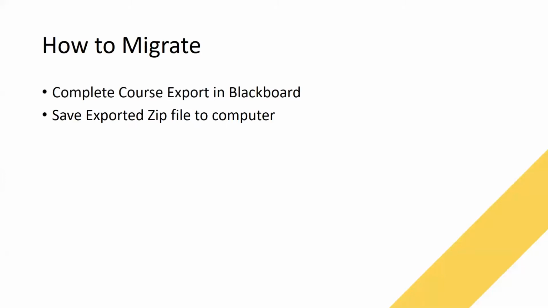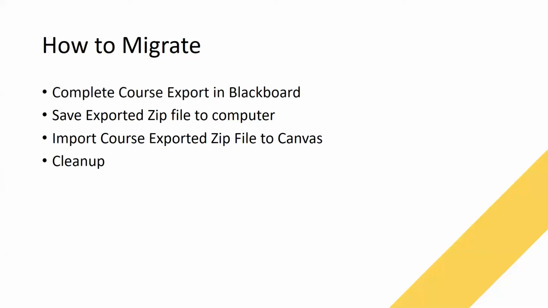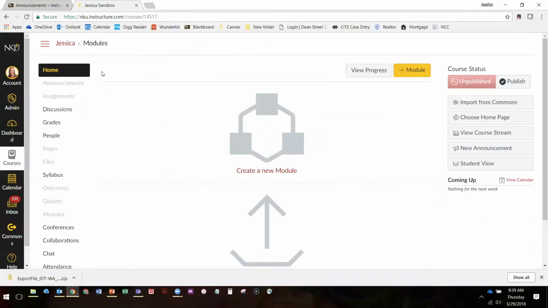Now we can talk about how to migrate your course. So there's 4 main steps to migrating a course from Blackboard to Canvas. The first one is to complete a course export in Blackboard. Then you're going to save that exported zip file to your computer and import that same file to your Canvas course, and then clean up your course and reorganize things as needed. So now I'm going to actually show you how to do these 4 steps and walk you through the migration process. So let's jump over to Canvas and Blackboard.